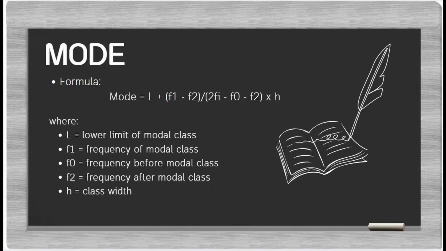3. Grouped mode. For the mode, we look for the peak of the data using mode equals L plus (F1 minus F0) over (2 F1 minus F0 minus F2), times H.